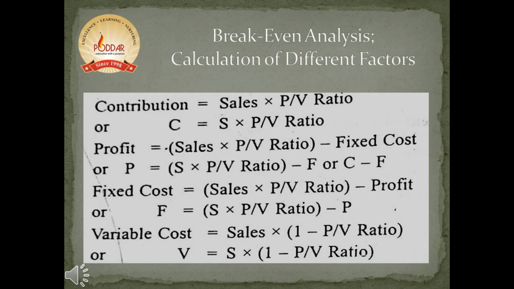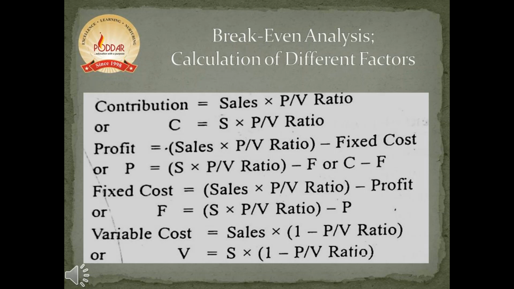Now, I will explain the calculation of different factors in break-even analysis. Please note that contribution can also be calculated with the help of sales and PV ratio. If both values are given in any numerical query, we can calculate contribution as sales multiplied by PV ratio. Similarly, if sales, PV ratio and fixed cost are given in the query, we can calculate profit as sales multiplied by PV ratio, and the resulting figure minus fixed cost.